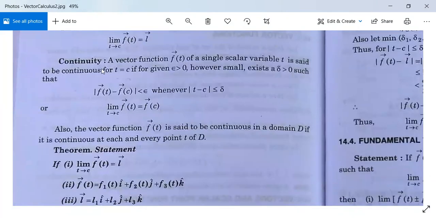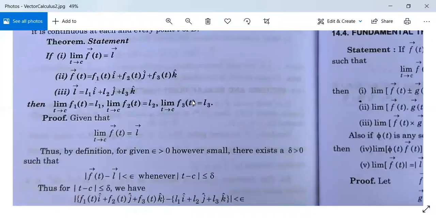Next, we have continuity. A vector function f(t) of a single scalar variable t is said to be continuous for t is equal to c if for given epsilon greater than 0, however small, there exists a delta greater than 0 such that modulus of vector f(t) minus f(c) less than epsilon whenever mod t minus c less than or equal to delta, and in symbol we write it as limit vector f(t) as t tends to c is equal to vector f(c). So here limit of the function is equal to the value of the function. This is the difference between limit and continuity. Also, the vector function f(t) is said to be continuous in a domain D if it is continuous at each and every point t of the domain D.